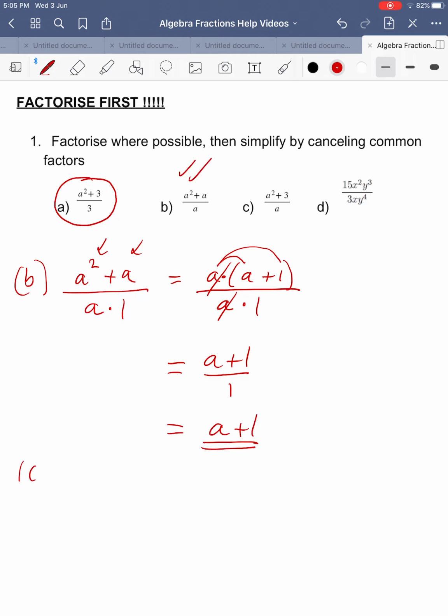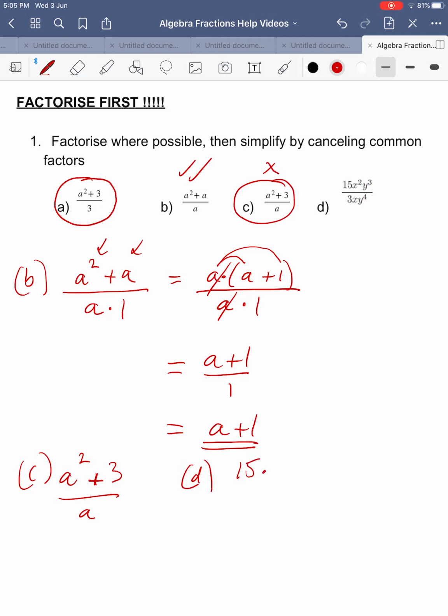Let's have a look at C. A squared plus 3 over A. Have a look at the A squared plus 3. Any common factors? The answer no, so therefore C cannot be simplified. And let's have a look at D.